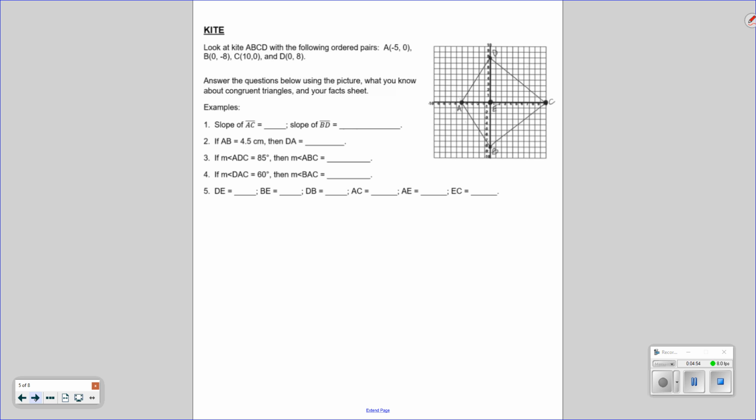Okay, so let's switch to the kite. So look at this kite, ABCD. Let's answer these questions using some of the same techniques. So look at the slope of segment AC. Segment AC is a horizontal line, so its slope is 0. Look at segment BD. That is a vertical line, so its slope is undefined. Vertical and horizontal lines are perpendicular. That means in this case, for kites, the diagonals also are perpendicular.